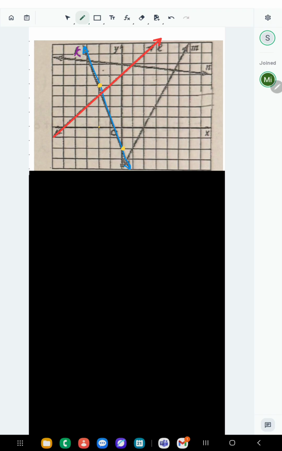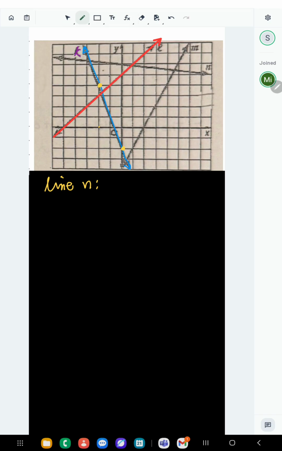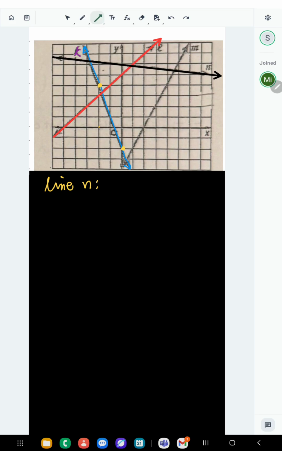Number 17. Write an equation in slope-intercept form parallel to line N. Okay, we need to find the slope of line N first. So we choose points on line N. Where is line N here? This one. I will draw it in, let's say, purple. That is line N.